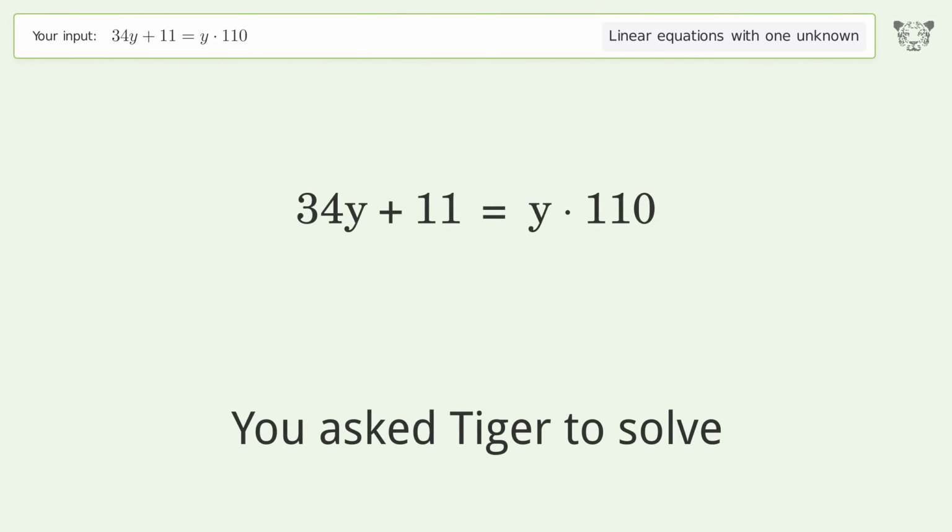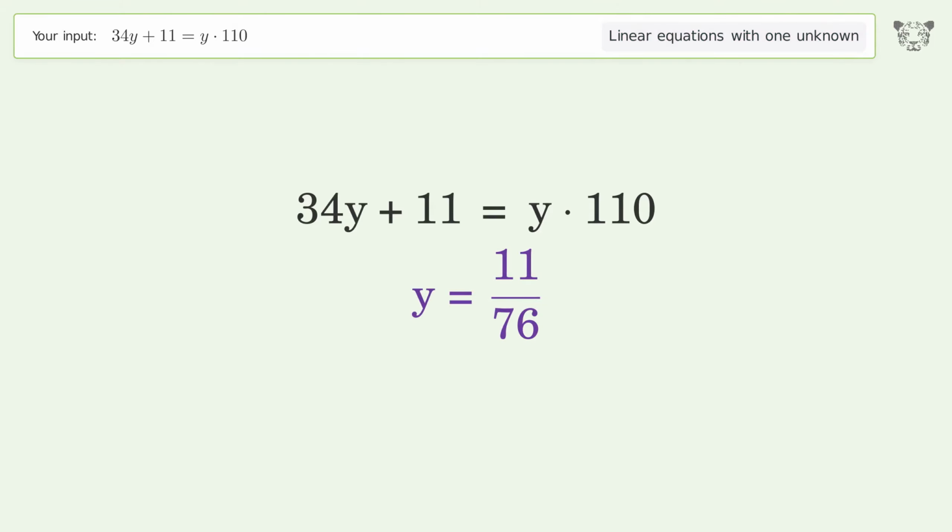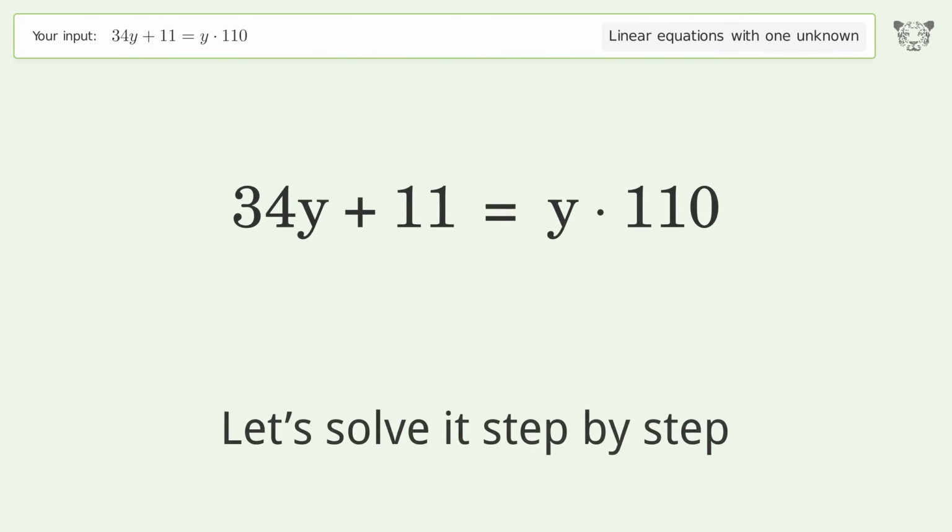You ask Tiger to solve. This deals with linear equations with one unknown. The final result is y equals 11 over 76. Let's solve it step by step.